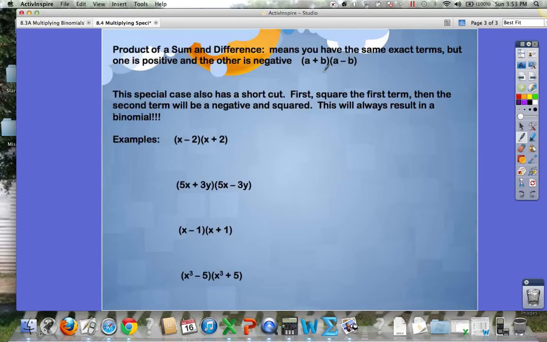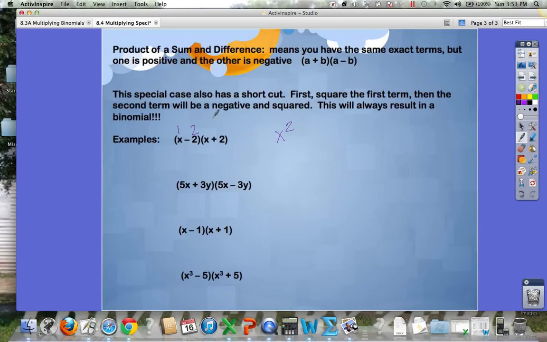All right, so this one has a shortcut too. But just remember now we have a plus and a minus in the middle of these two terms. So this special case can also have a shortcut. What you'll do is you'll square the first term. This will be term number 1, term number 2, still square the first term.